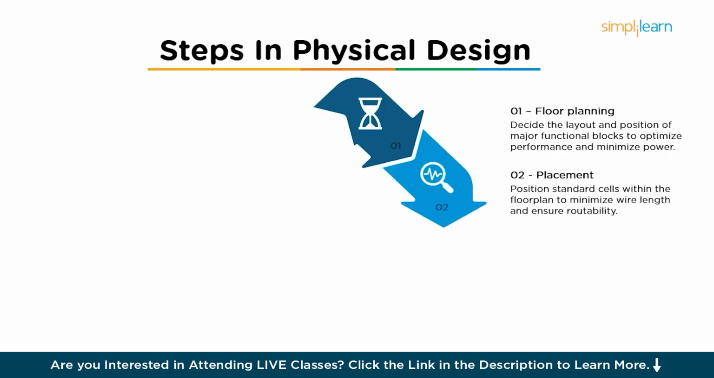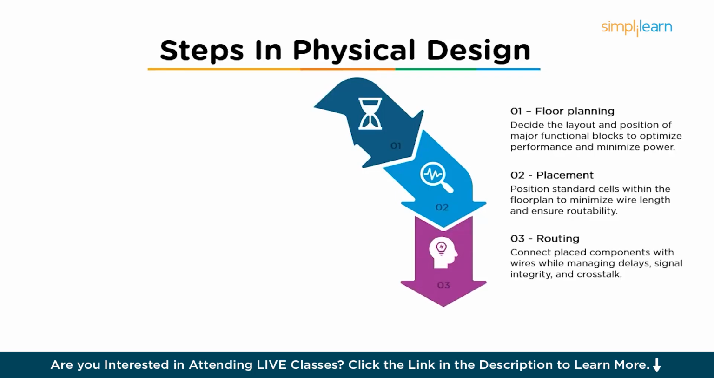The second is placement. After the floor plan is defined, the next step is placement. In placement, individual components like standard cells, meaning transistors and logic gates, are placed within the defined floor plan. The goal is to minimize wire length while avoiding overlaps and ensuring there is enough space for routing. The placement process affects not only the speed and the power of the circuit, but also the manufacturability of the chip.